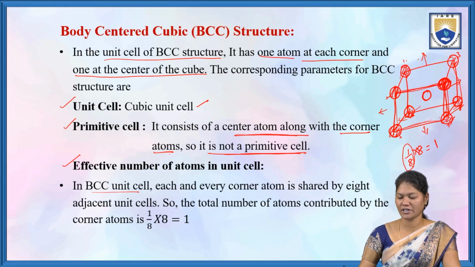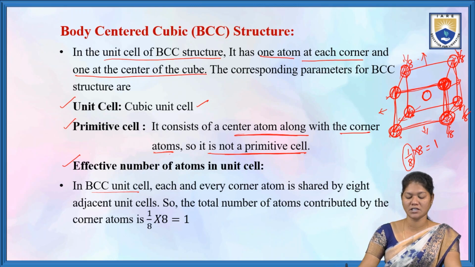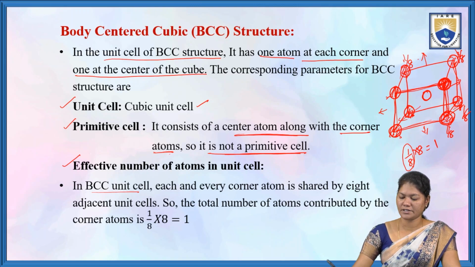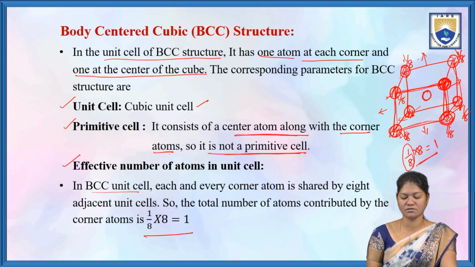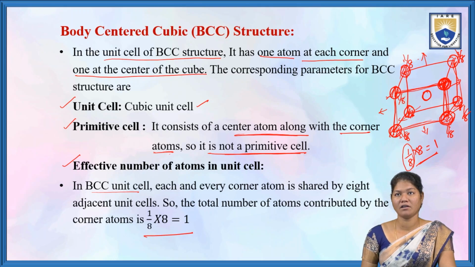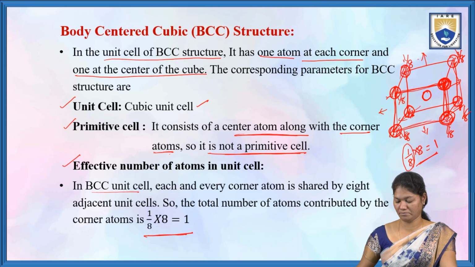So the corner atom is divided into 8, and here also the corner atom is divided into 8, because 8 adjacent unit cells share this atom, and here also 1 by 8. So each corner atom is shared by 8 adjacent unit cells, so each corner has a 1 by 8th share of an atom. So totally 1 by 8 into 8 is equal to 1. So the effective number of atoms at the corners is 1.